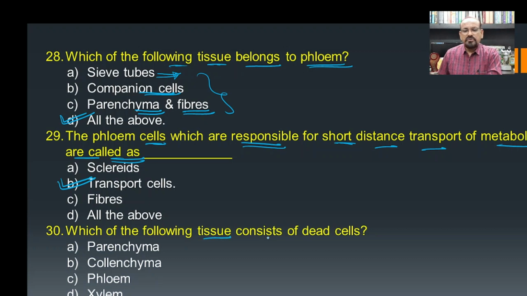Then, which of the following tissues consists of dead cells? If you see the sclerenchymatous cells present in the xylem, they are dead cells but are involved in the transport of water, and hence the xylem will be the correct answer for this question.